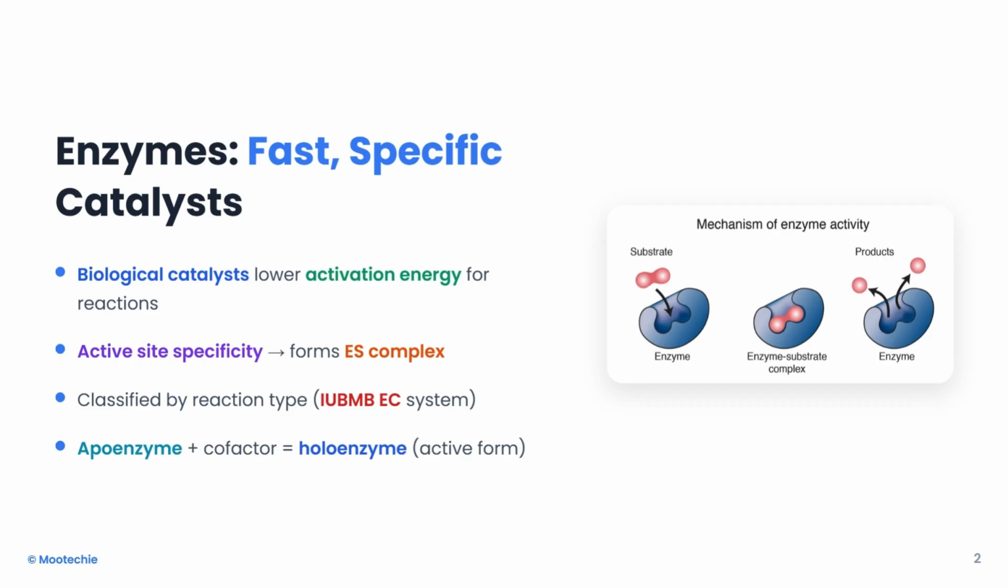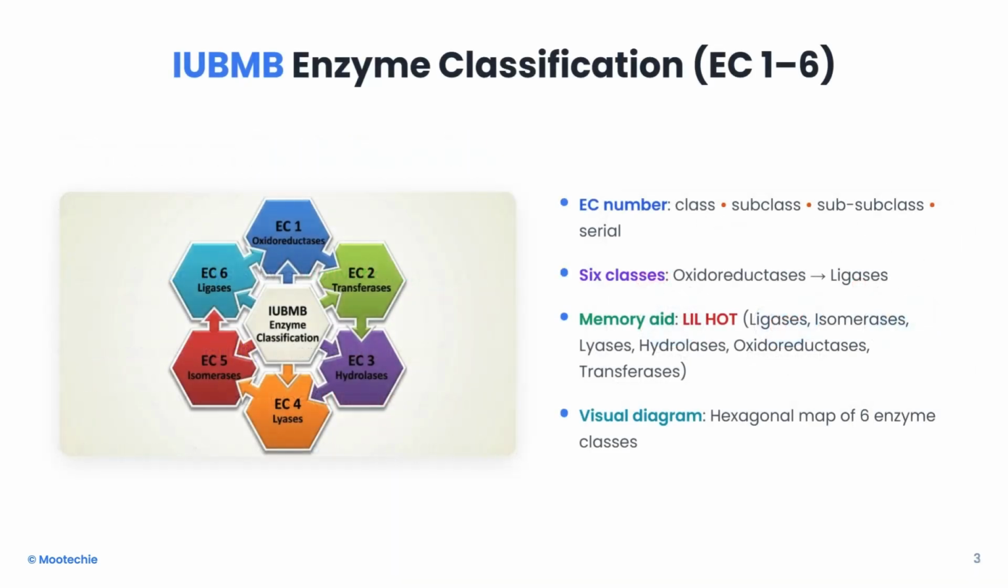active form. The diagram here shows a mechanism. A substrate enters the active site of an enzyme. They form an enzyme substrate complex. The reaction happens, products are released, and the unchanged enzyme is ready for another round. Coming up, we'll discuss the master system for organizing all these enzymes.